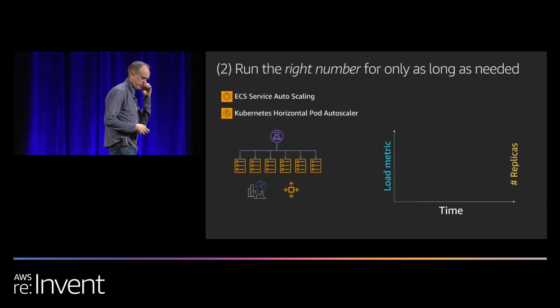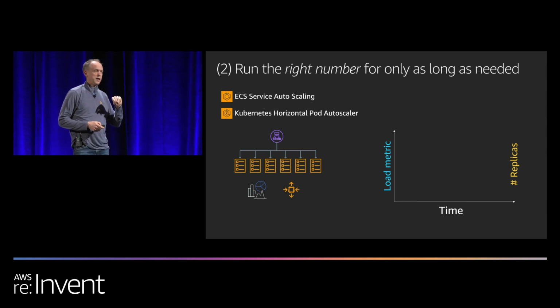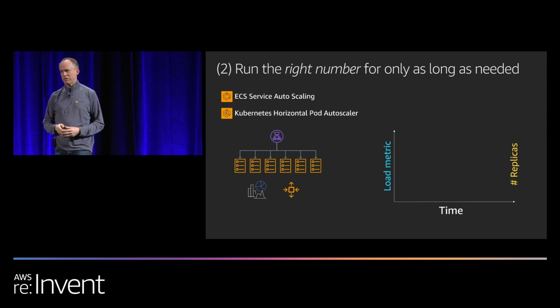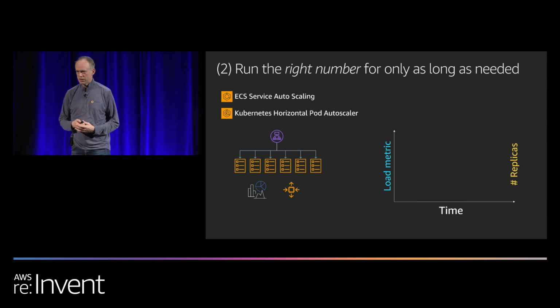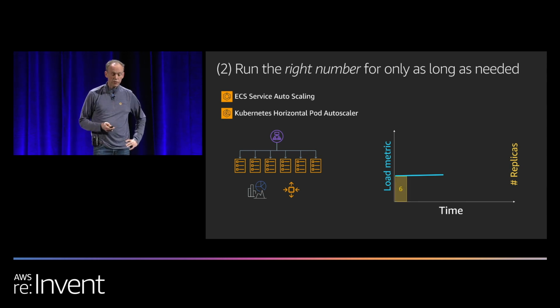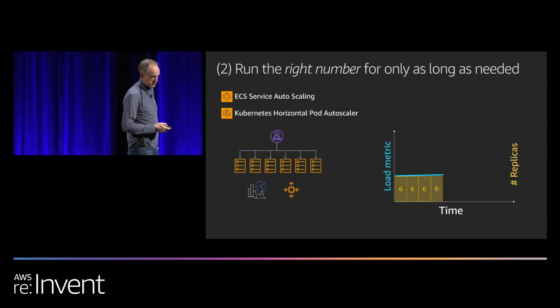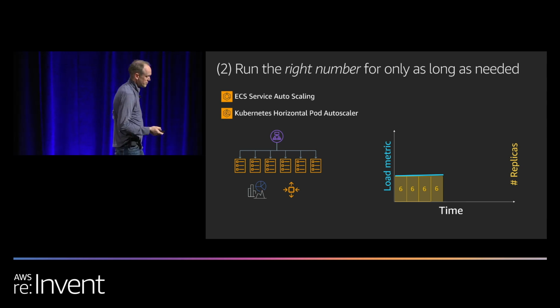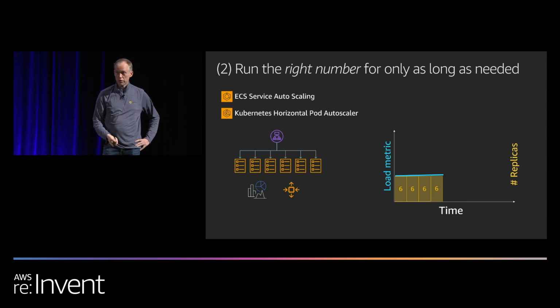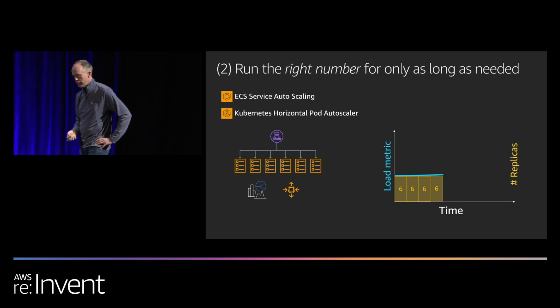So now that we've established the fact that the thing that drives cost and performance is the number of tasks or pods, let's look at a specific example of a service that is being auto-scaled, whether that's ECS service auto-scaling or Kubernetes horizontal pod autoscaler. So typically you're going to use a load metric, and in a steady state scenario, your autoscaler is going to keep the number of tasks or pods constant. If you've done a good job configuring your autoscaler, then you've got enough tasks or pods to serve the work that needs to be done in that steady state scenario.